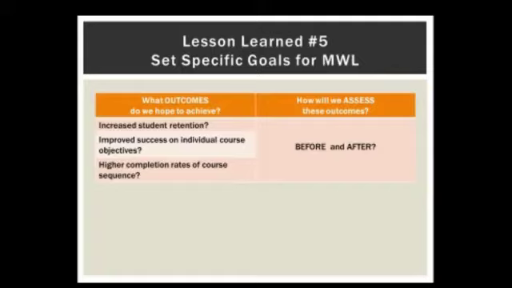So for example, one of our outcomes is we do want to increase student retention, but will MyWritingLab do that is our question. We don't know. Improve success on individual course objectives. Now, we have identified the MyWritingLab activities that do align with our course objectives. So, for example, a course objective is use transitional and connective devices. So we can pair that up with an activity in MyWritingLab. And if we want to assess that individual course objective, MyWritingLab could possibly help us do that. And then, of course, higher completion rates of the course sequence.